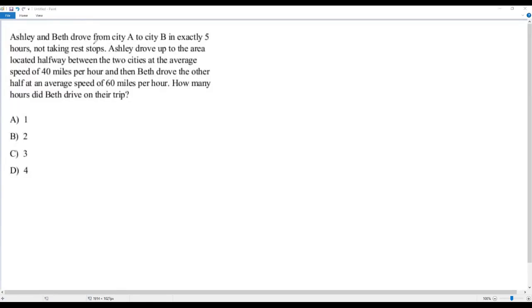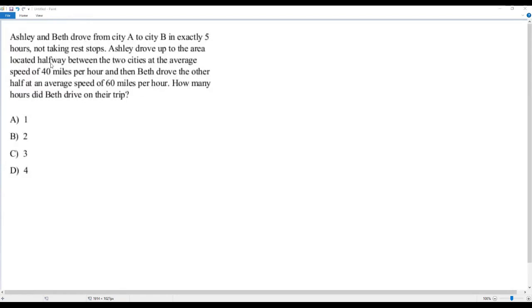Here we have a city math problem. Okay, let's go to the question. Ashley and Beth drove from city A to city B in exactly 5 hours, not taking rest stops. Ashley drove up to the area located halfway between the two cities at the average speed of 40 miles per hour. And then Beth drove the other half at an average speed of 60 miles per hour. How many hours did Beth drive on that trip?